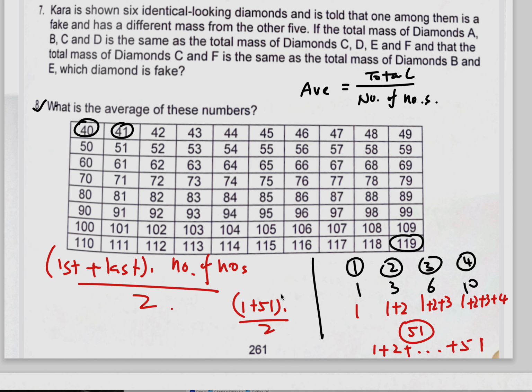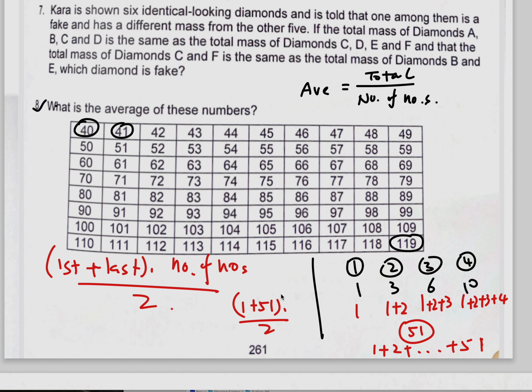It's 51. Why 51? Why not 50? Because if you count the numbers 1 to 51, it is 51 numbers. A lot of students say 51 minus 1, so it's 50. To make it simpler, take 1 plus 2, then times 2 because there are two numbers, 1 and 2. Very good.